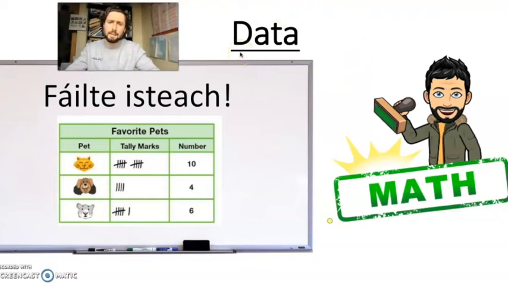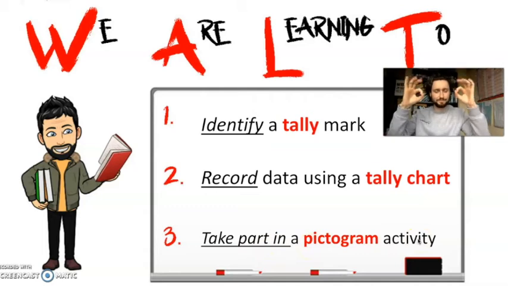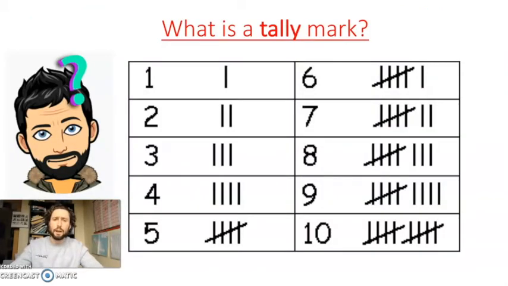What about your class? How many people are in your class? Maybe there's 20, maybe there's 16. So this number is called data. Okay, so today we are learning to do three things. Number one, we are going to identify a tally mark. Number two, we're going to record data using a tally chart. And number three, we're going to take part in a pictogram activity. Brilliant. So, let's look at tally marks.